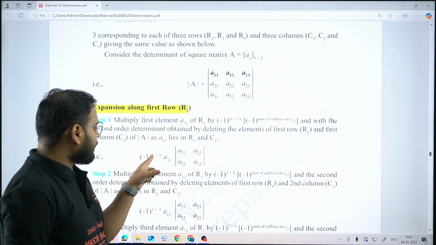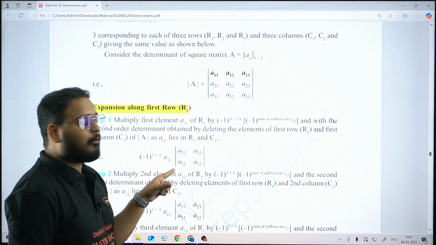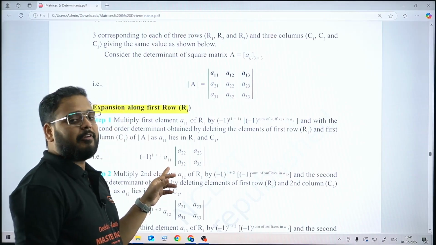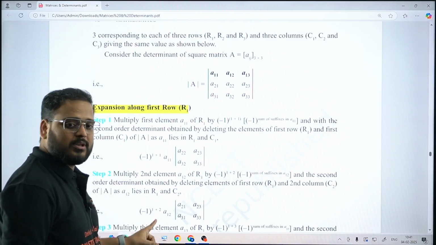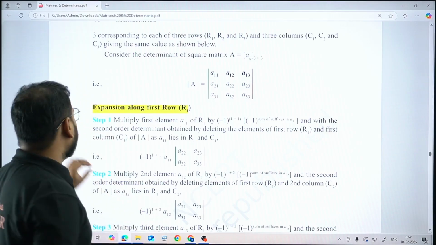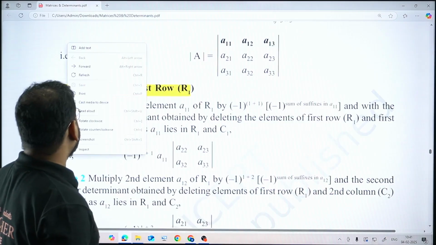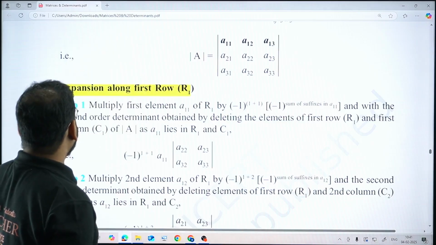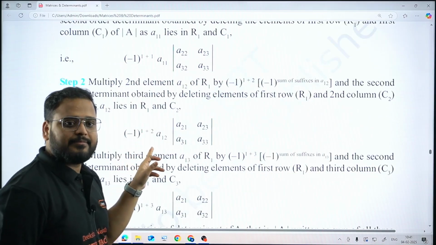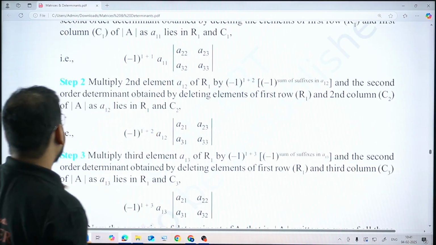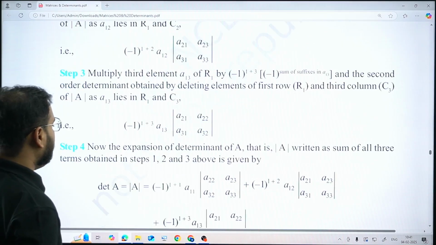Minus 1 power 1 plus 1 for the first element. How come? 1 plus 1 is even, right? It'll become positive. Let's check here: 1 plus 2 will become negative. I hope this is clear. Check this out. It'll become negative. All right, so that's how you expand it.